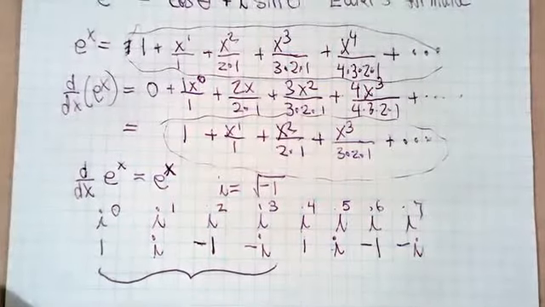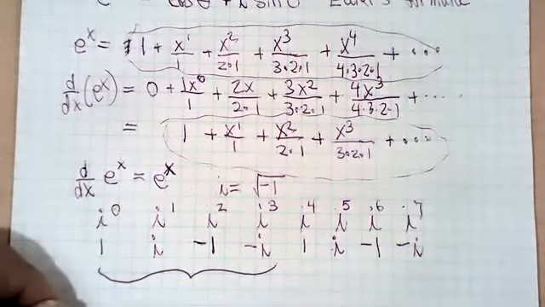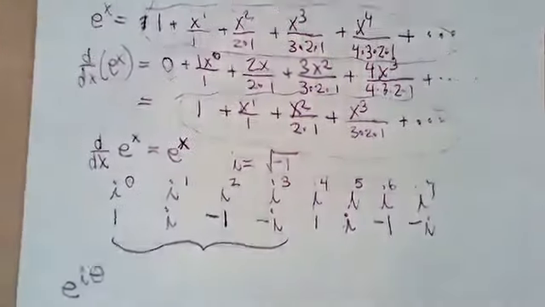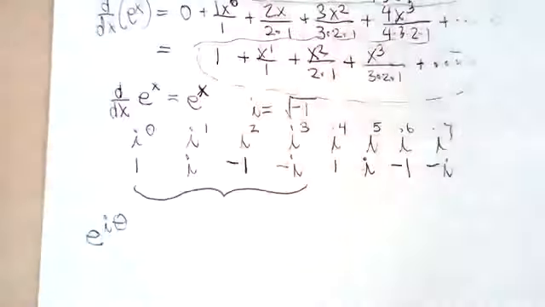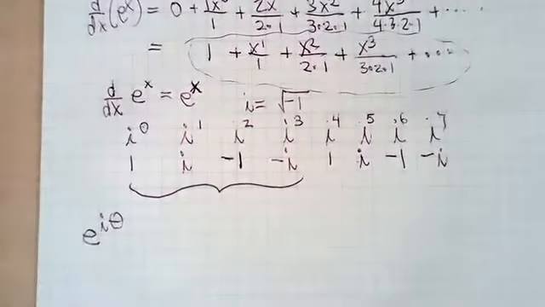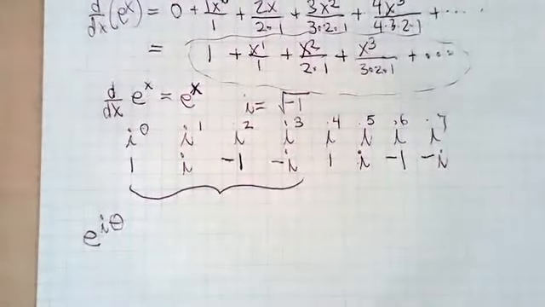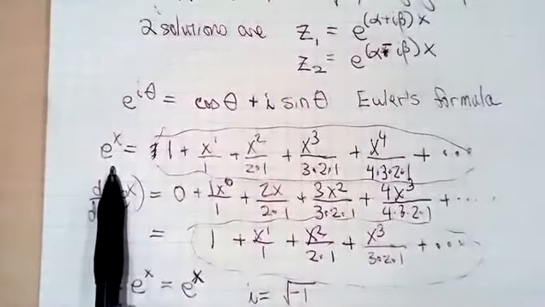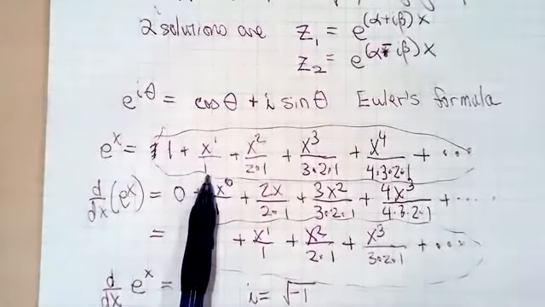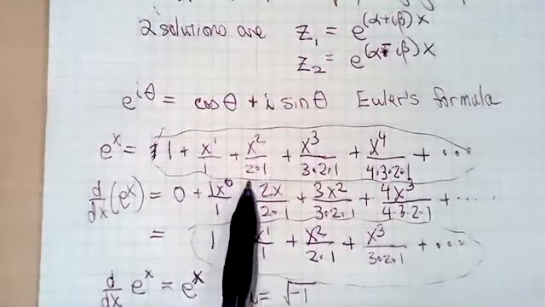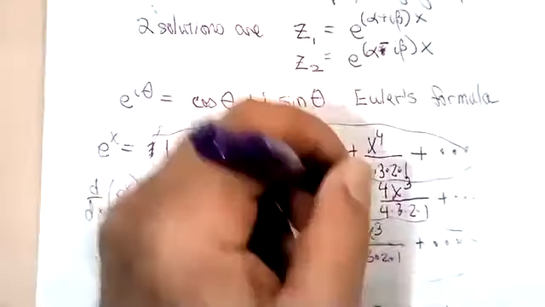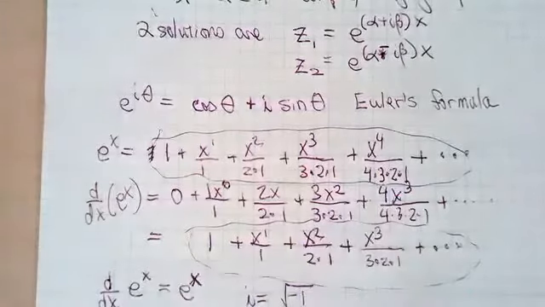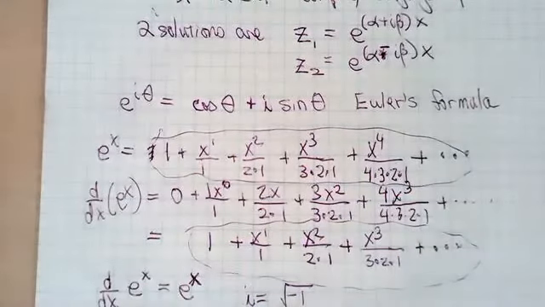And now I want to consider this function, e to the i theta. Okay, e to the i theta. Well, we said earlier, way back here, e to the x is 1 plus x to the 1 over 1, x to the 2 over 2 times 1, etc. By the way, this 4 times 3 times 2 times 1, that's 4 factorial, right? Is that familiar to you all?